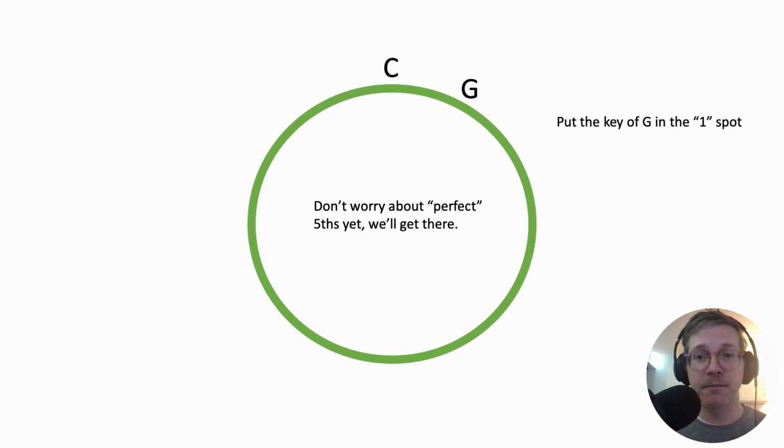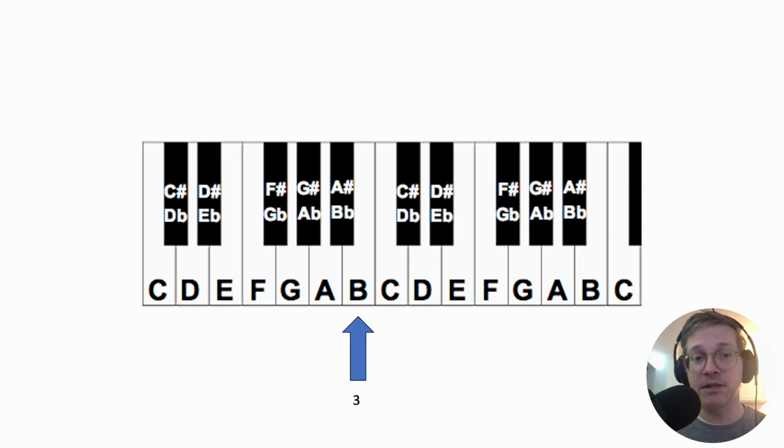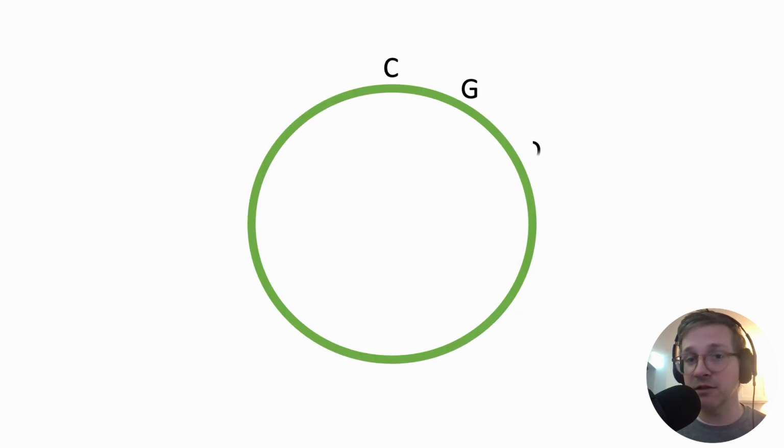Okay, but what we do want to do right now is go ahead and fill out the rest of this side of the circle of fifths till we get to C again. Okay, so 5 more notes. G, A, B, C, D. There we go. So D goes in the 2 spot. D, E, F, G, A.